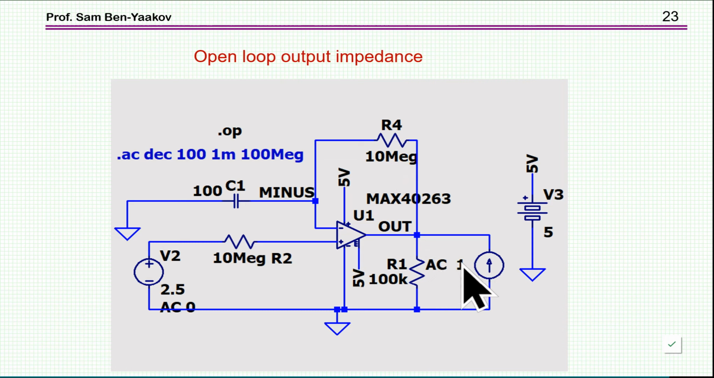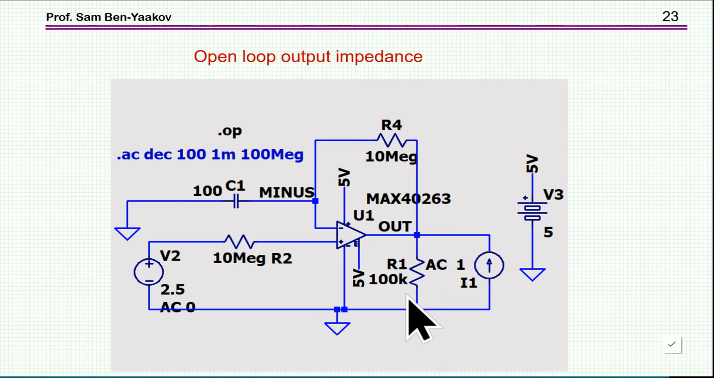1 amp. Don't worry. Nothing will happen to the amplifier. It will not be burned out. It will not go into saturation because this is AC analysis on the linearized amplifier. And it could be 1 milliamp, could be 1 microamp. It will be the same thing except that the scaling will be according to the magnitude of the current. And conveniently, I put it 1 amp, so the voltage here will be the impedance.